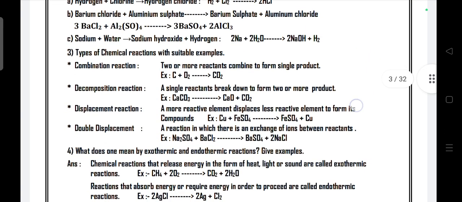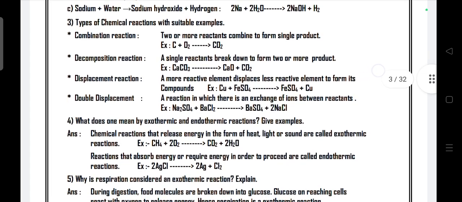With the types of chemical reaction with suitable example. What is combination reaction? What is decomposition reaction, displacement reaction, and double displacement reaction? If they ask like that, you have to write the definition and an example. Here the answer is also given. Anyone, they'll 100% ask. Four options are there. So four types of chemical reactions are there: combination reaction, decomposition, displacement reaction, double displacement reaction. Any two they'll ask 100%.